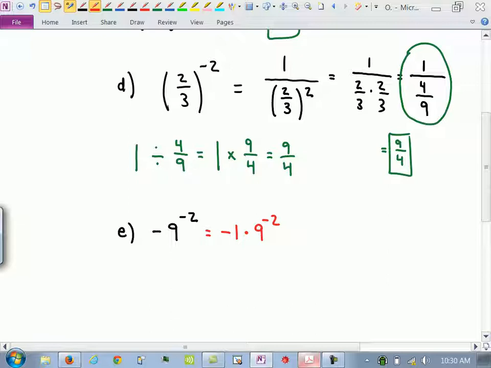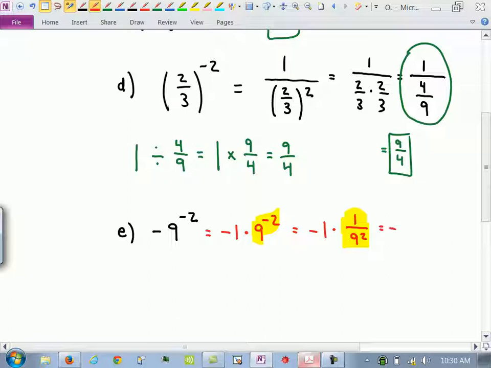Now, what is 9 to the negative 2? 1 over, right? 1 over what? 1 over 9 to the positive 2, right? So what I did there is the 9 to the negative 2 became 1 over 9 to the positive 2. Do y'all see that? What's 9 to the positive 2? 81, isn't it? 81.